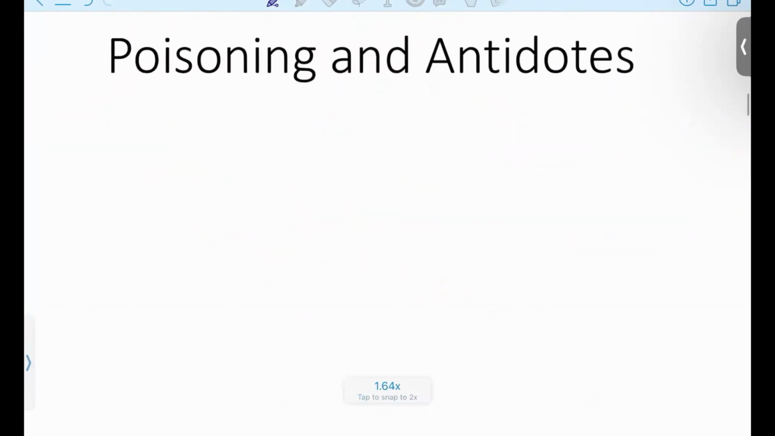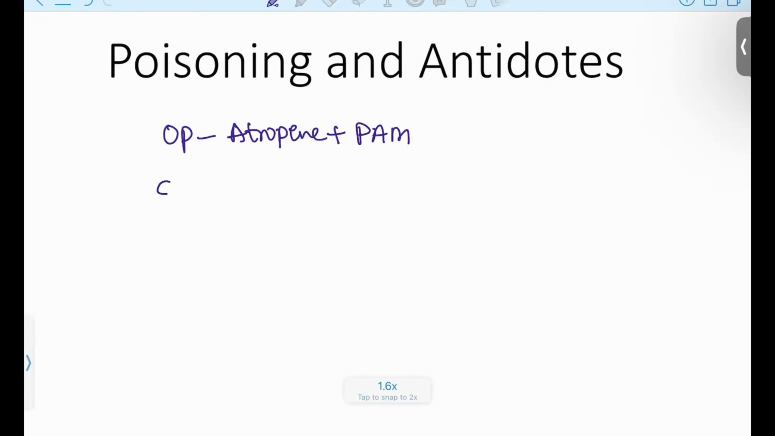The next one is poisons and antidotes. Organophosphate patient, what are we going to give? Atropine. Along with that, we can start the patient on pralidoxime. These both counter the acetylcholinesterase toxicity in the patient. And there is another one, carbamate. In carbamate poisoning, it is an irreversible poisoning, so we cannot give pralidoxime.